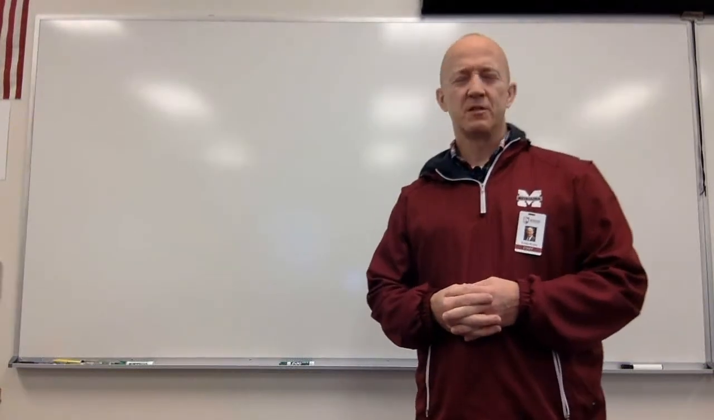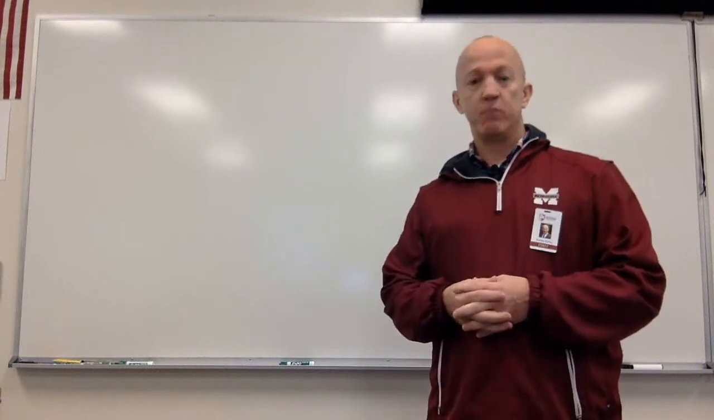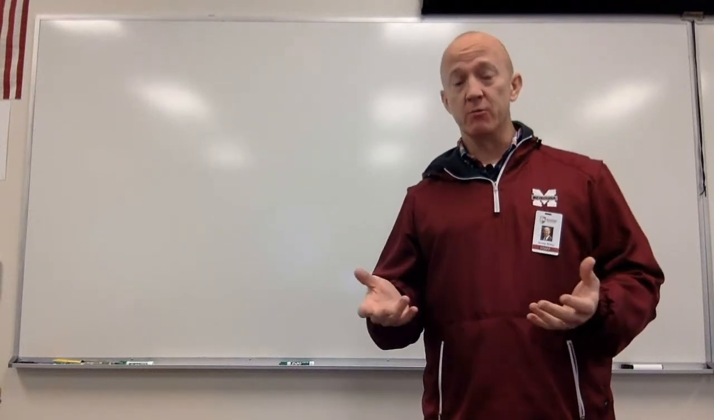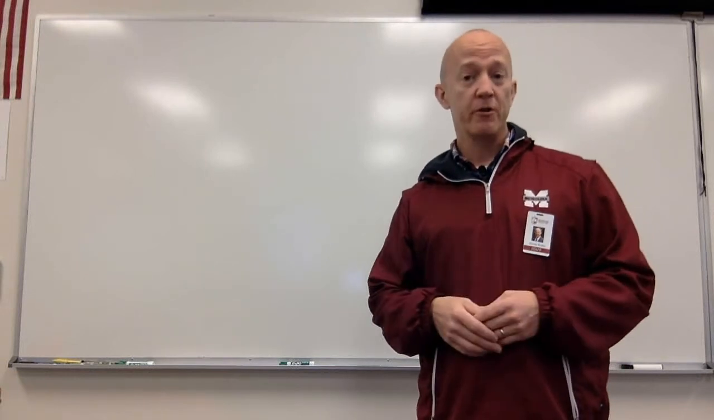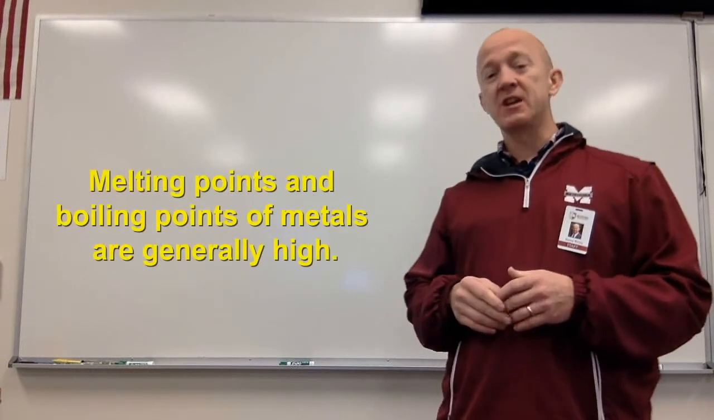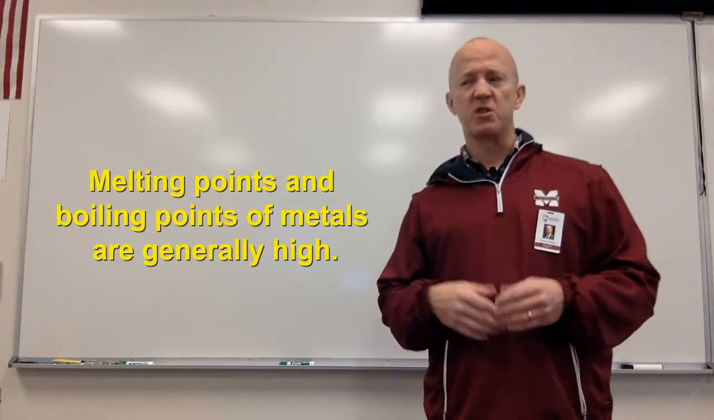Now the melting points of metals can vary somewhat. You have ones like mercury that are liquids at room temperature. Then you have others like tungsten that have a melting point of about 3,400 degrees Celsius. But in general, we say that the melting points and boiling points of metals are fairly high.